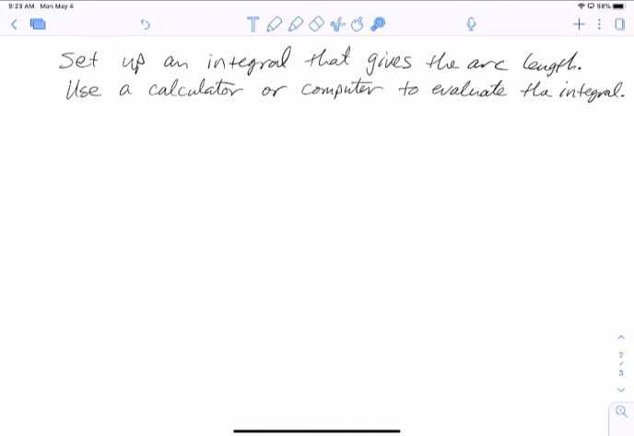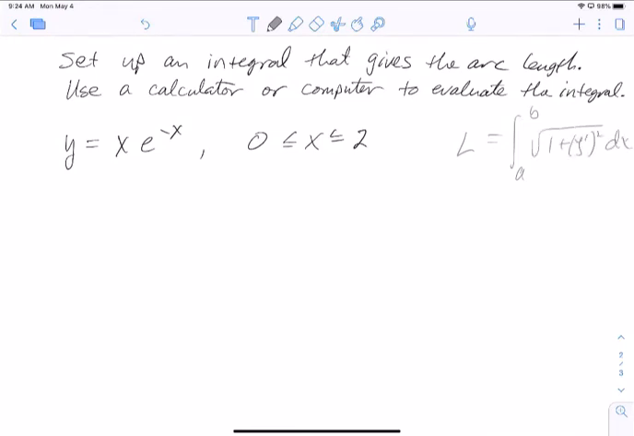Here we're asked to set up an integral that gives the arc length and to use a calculator or computer to evaluate the integral. The function that we have is y equals x e to the negative x, and the interval is x going from 0 to 2. Now recall that the arc length formula is L equals the integral from a to b of the square root of 1 plus y prime, the quantity squared, dx. And here I'm using y prime because our function is given as y as a function of x.